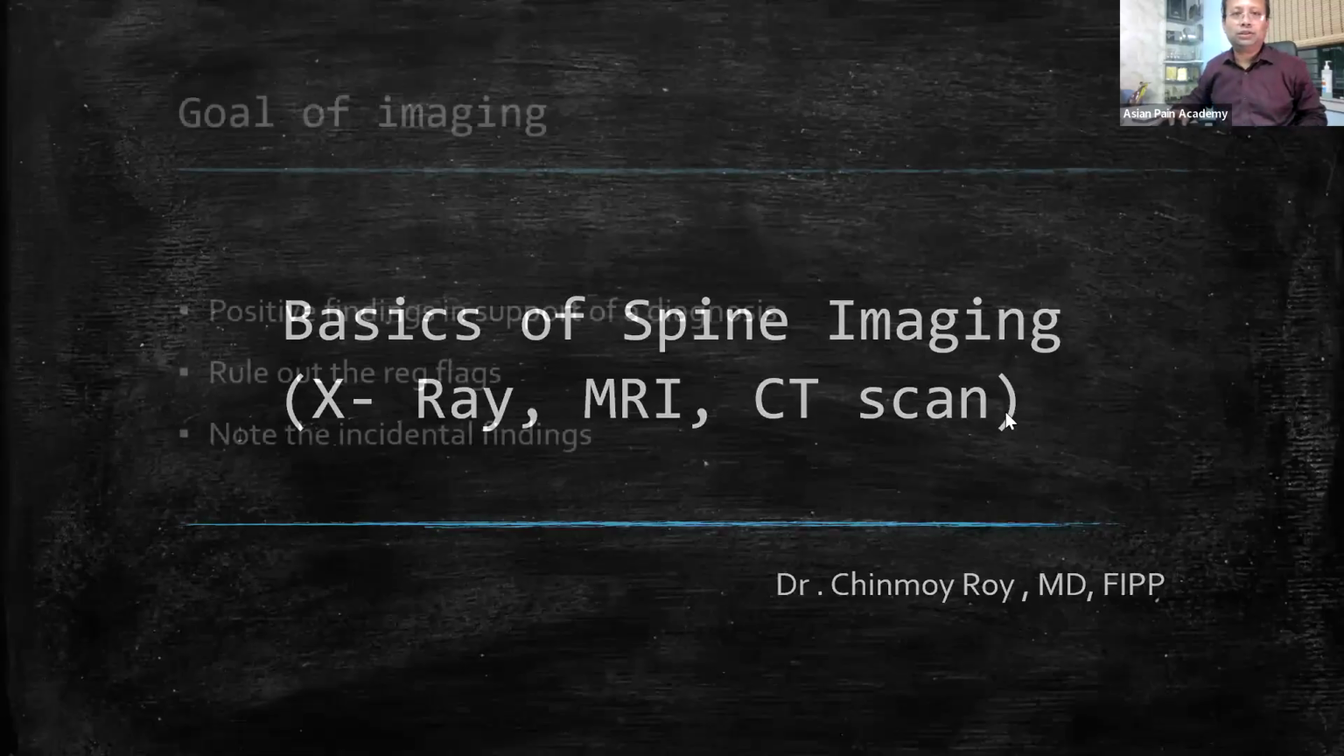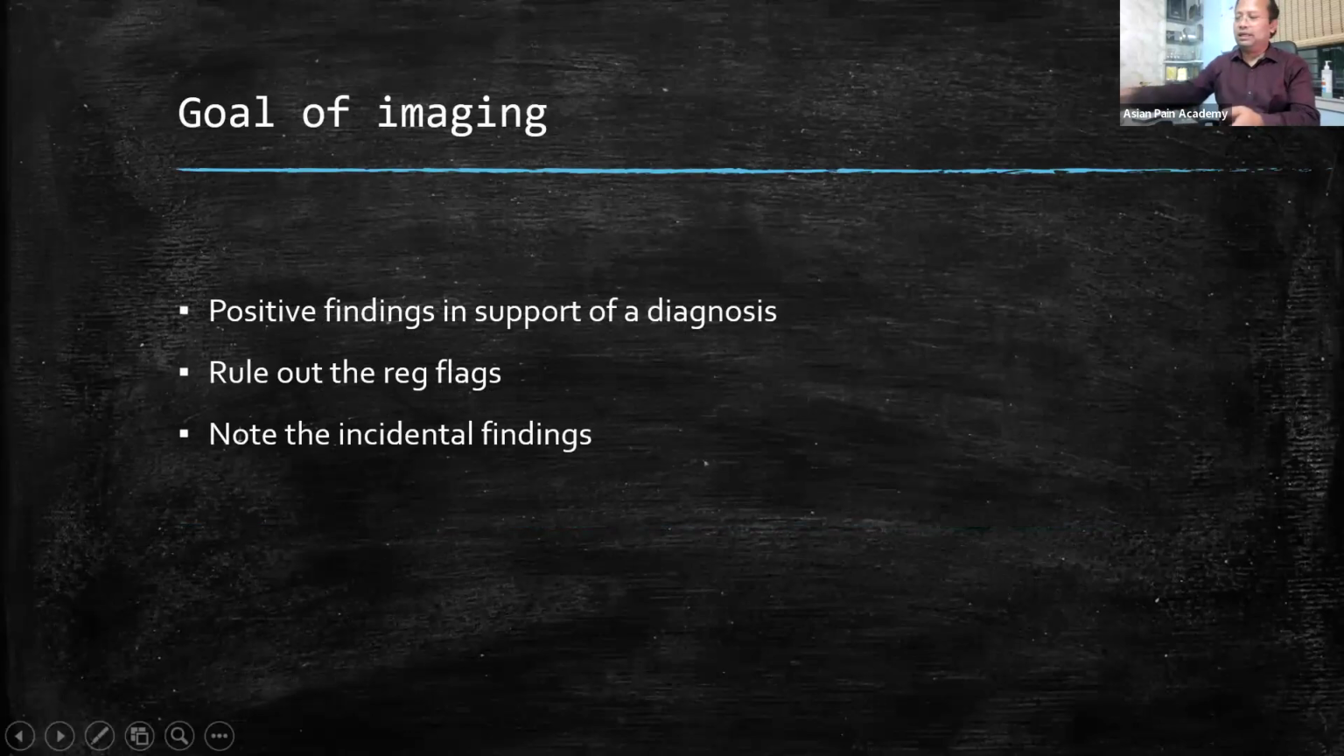So, goal of imaging. Whenever a patient comes to us, any pain patient, first, of course, we will do the clinical examination, any physical examination and all. After that, we will make some differential diagnosis, and then we will go for imaging, so that we can find the positive findings in support of a diagnosis.